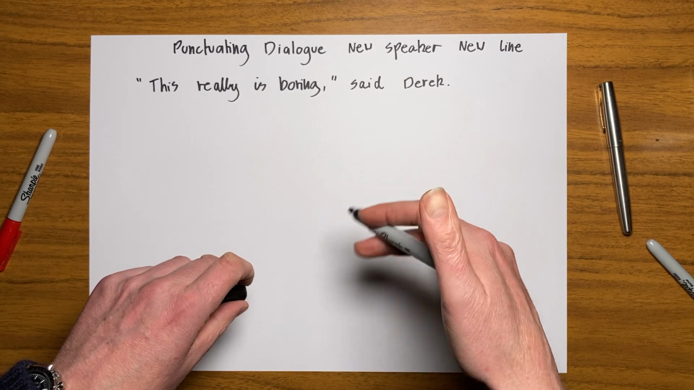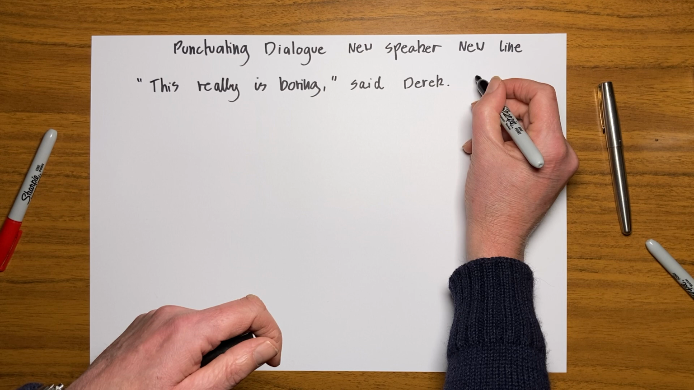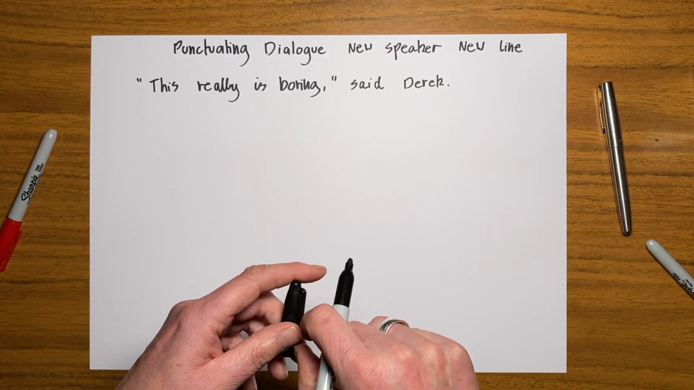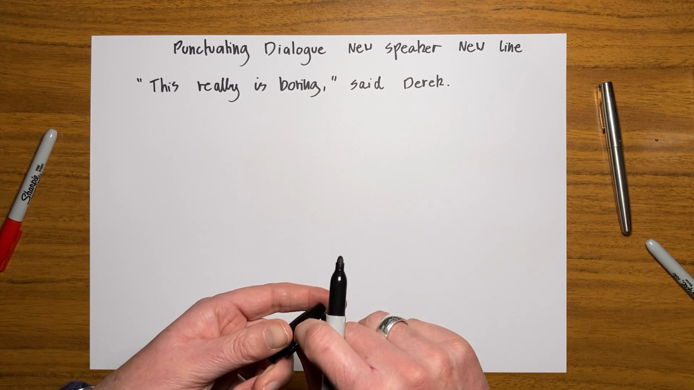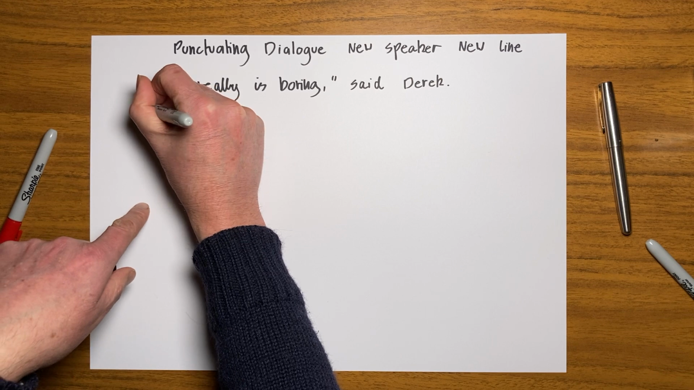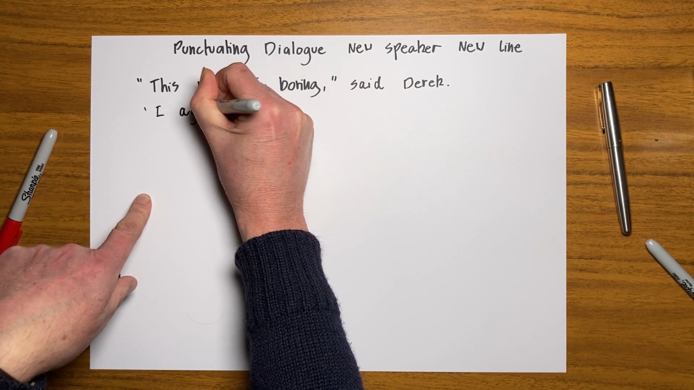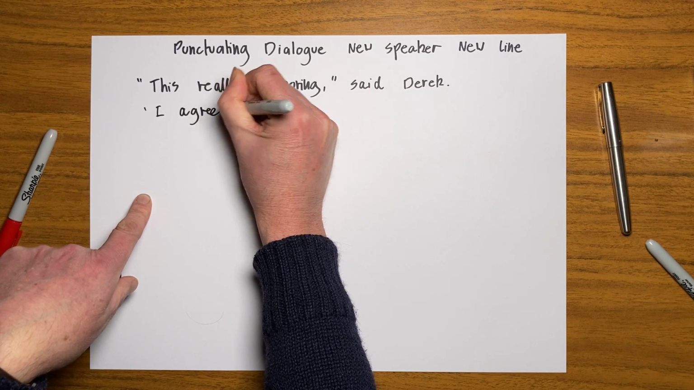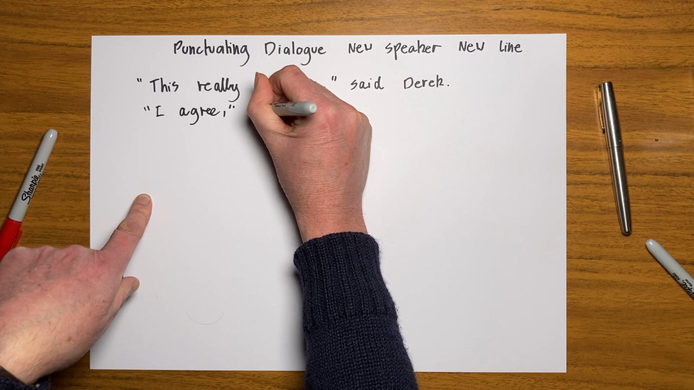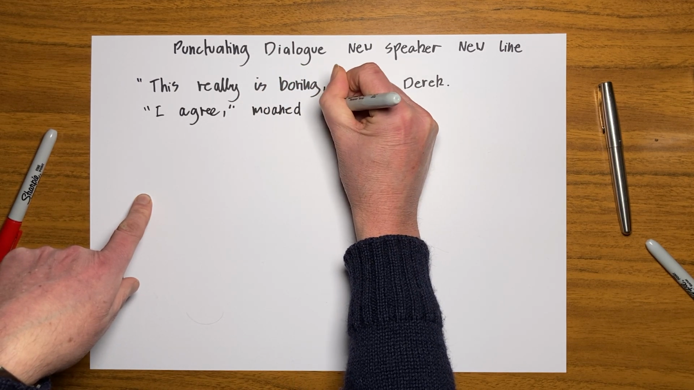Now, if somebody else is going to speak, you must start a new line. I can't just start writing here. So Derek is sitting next to Florence, and she's not particularly interested in this grammar lesson either. "This really is boring," said Derek. "I agree," moaned Florence.